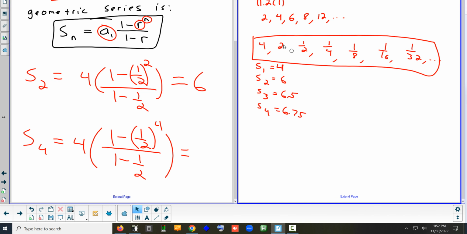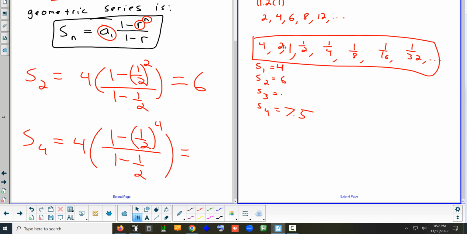I'm not too smart. What's half of 2? 1. So that messed up our S4 a little bit. I forgot to take half of 2. So let's add these up. What's 4 plus 2 plus 1 plus 1/2? That should have added up to 7.5.